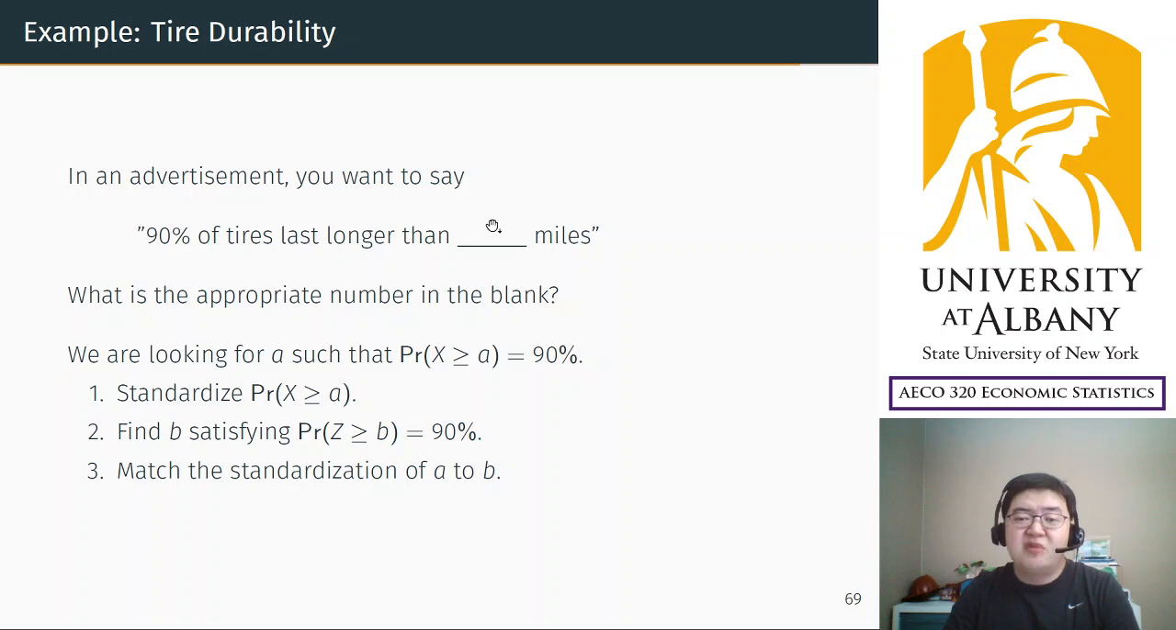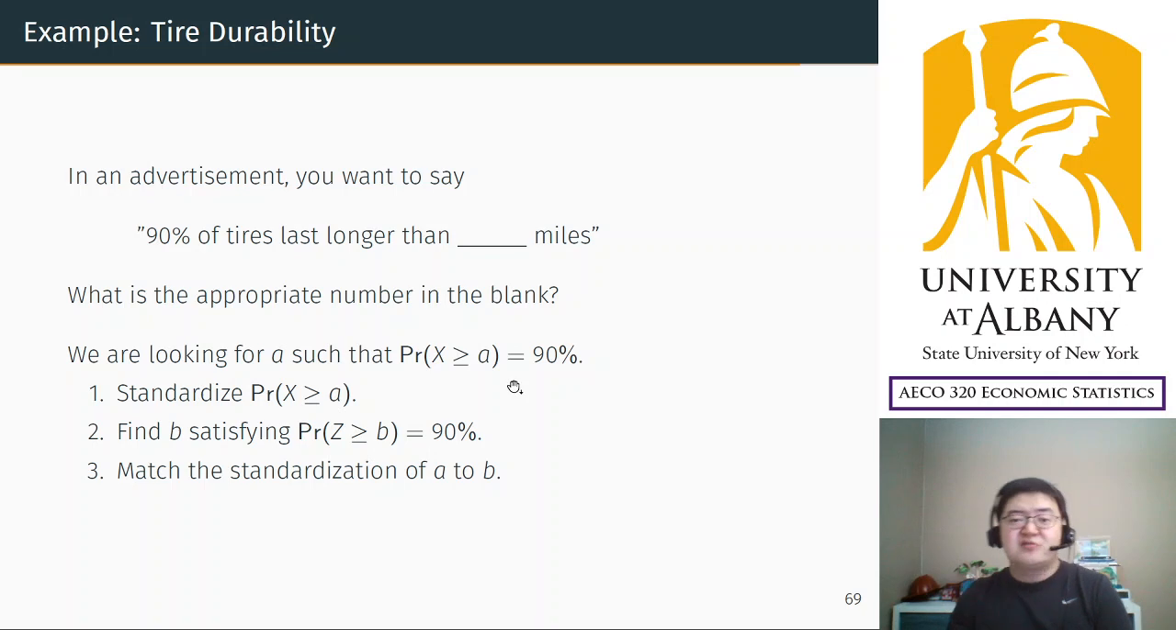And this number that goes into this blank will satisfy this: the probability that a tire lasts more than A miles equals 90%. This is what exactly this sentence means: 90% of tires last longer than A miles. Then what do we do?